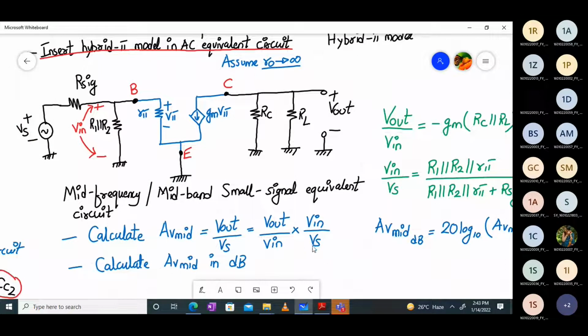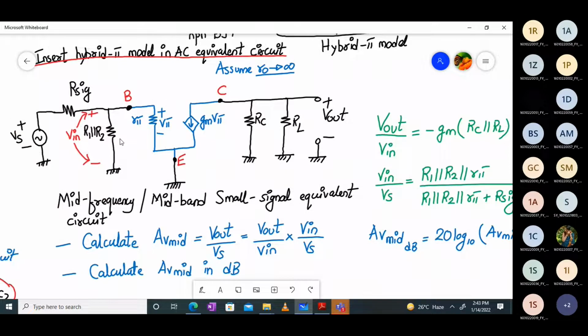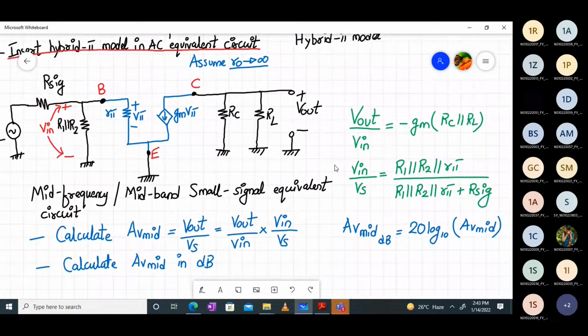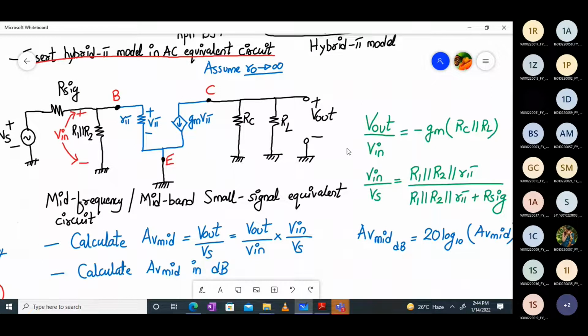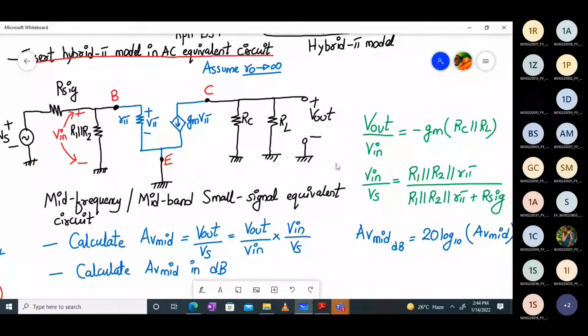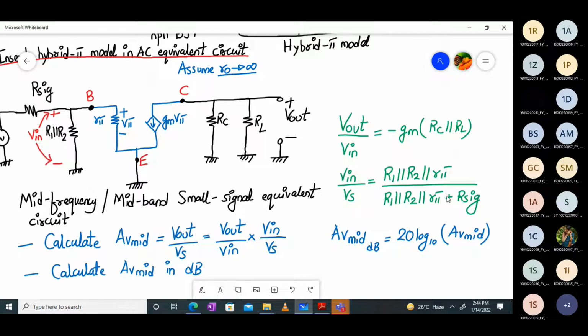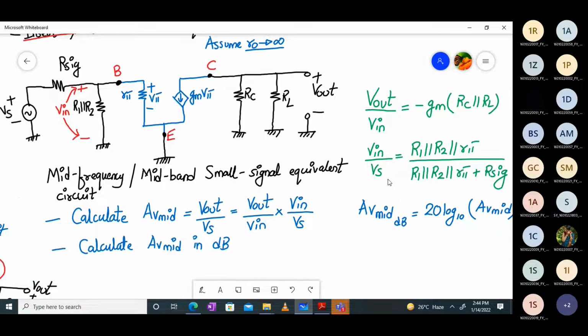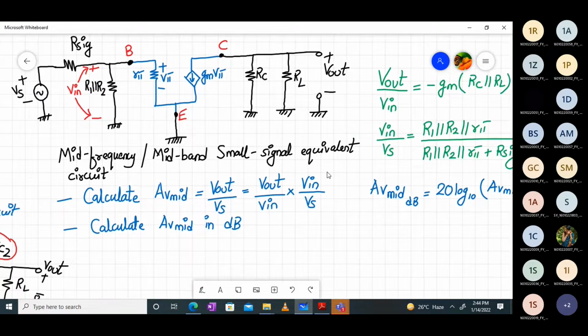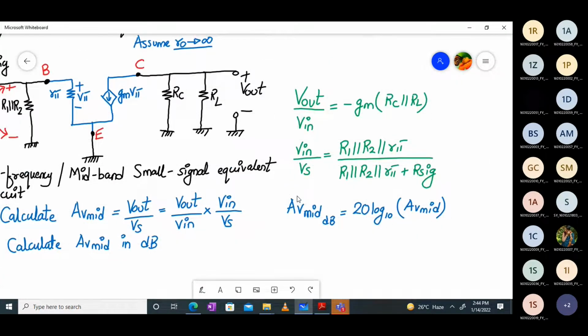Then we have V in upon Vs. Okay, now V in upon Vs can again be calculated by the voltage divider rule over here, right? So again, I'm not going into details of it. You all can find it out on your own based on the circuits covered in your BEC. So V in upon Vs will be R1 parallel to R2 parallel to R pi divided by R1 parallel to R2 parallel to R pi plus R6. So once you know V out upon V in and V in upon Vs, you multiply them and you get AV mid, right? And once you get AV mid, you calculate it in dB. So AV mid in dB will be 20 log to the base 10 of the AV mid value.